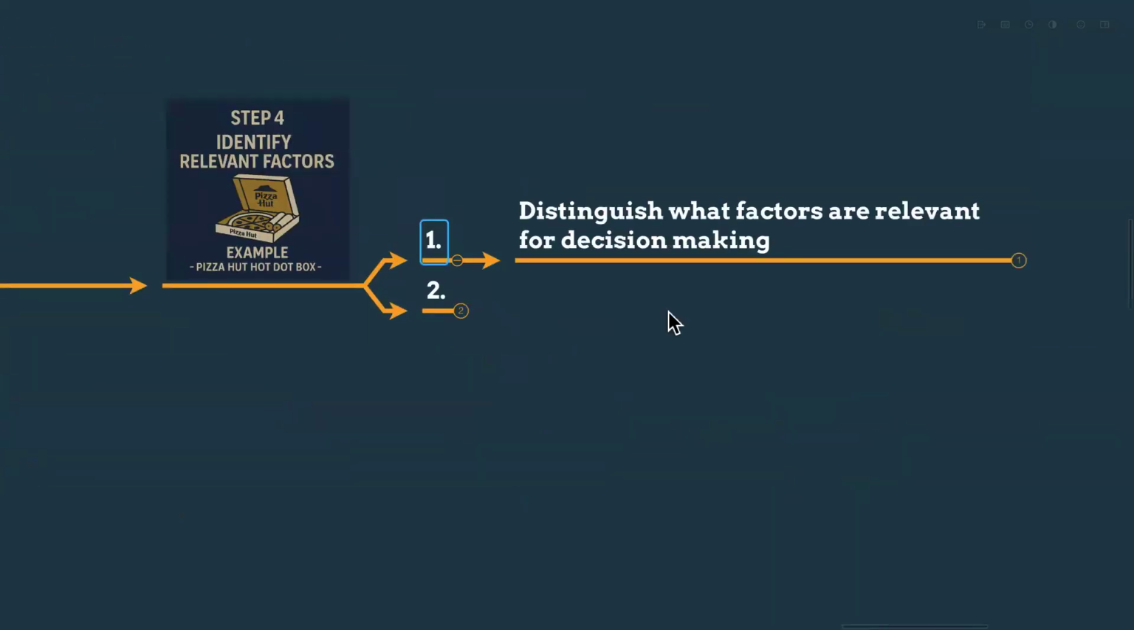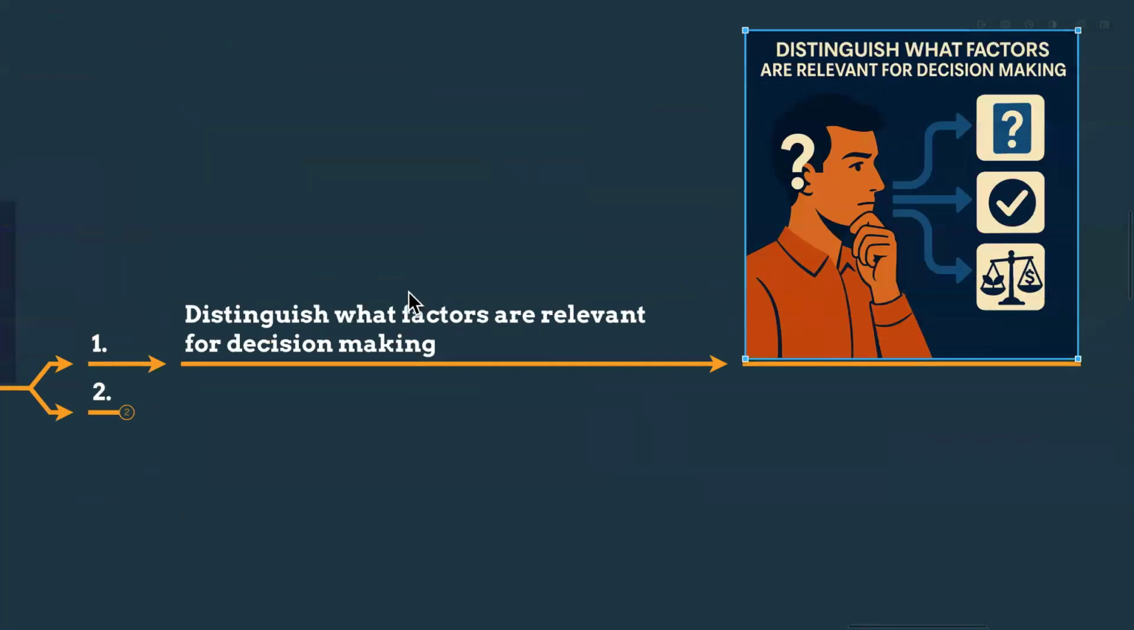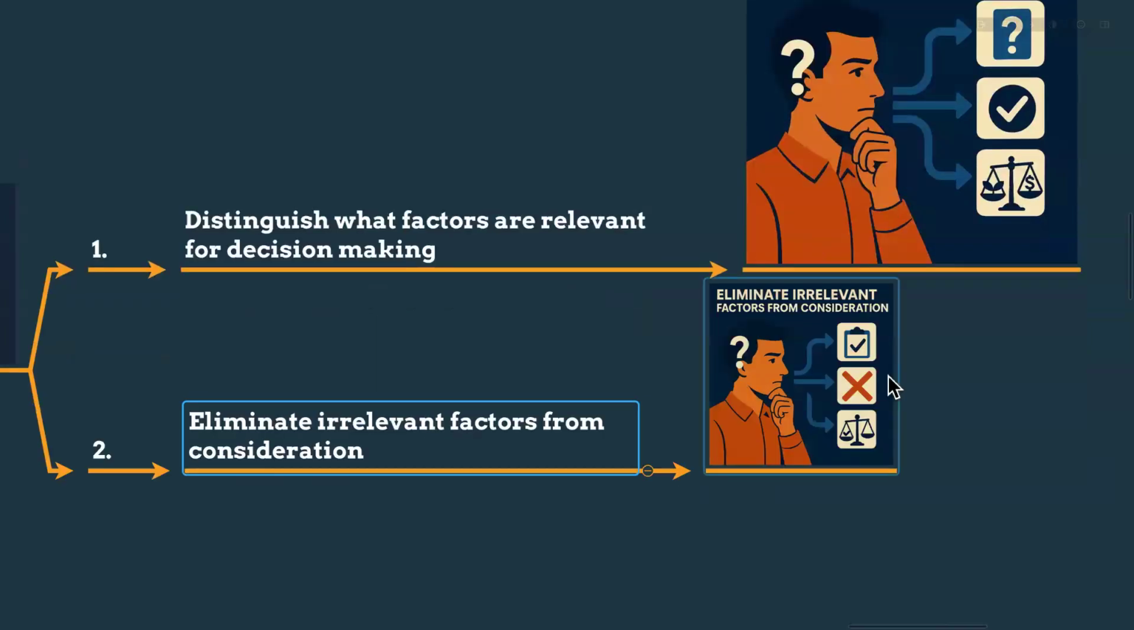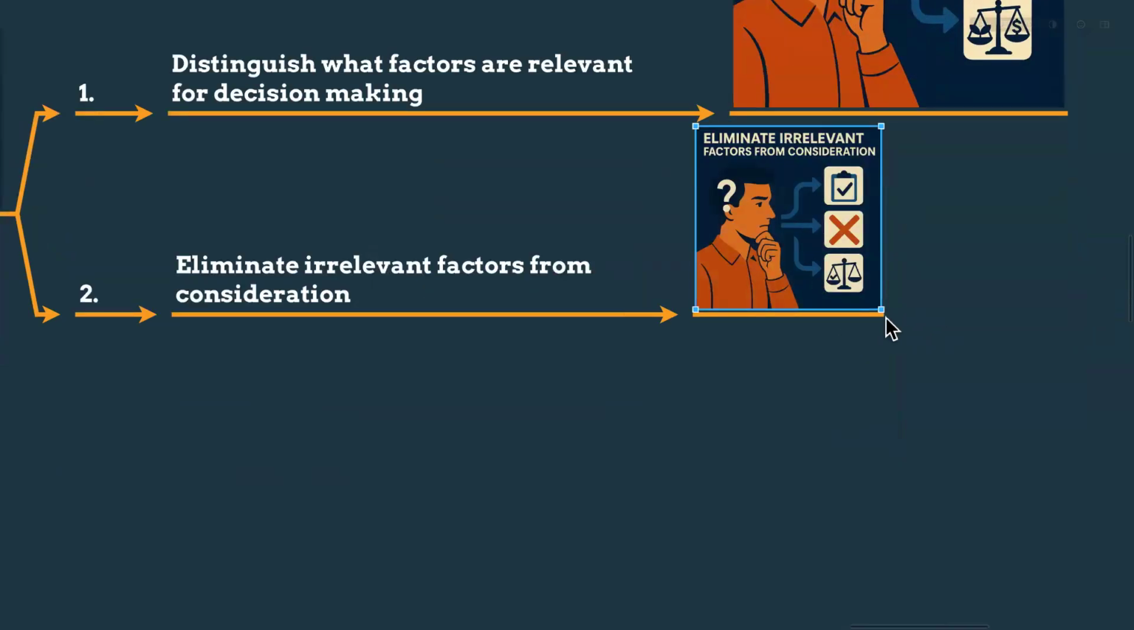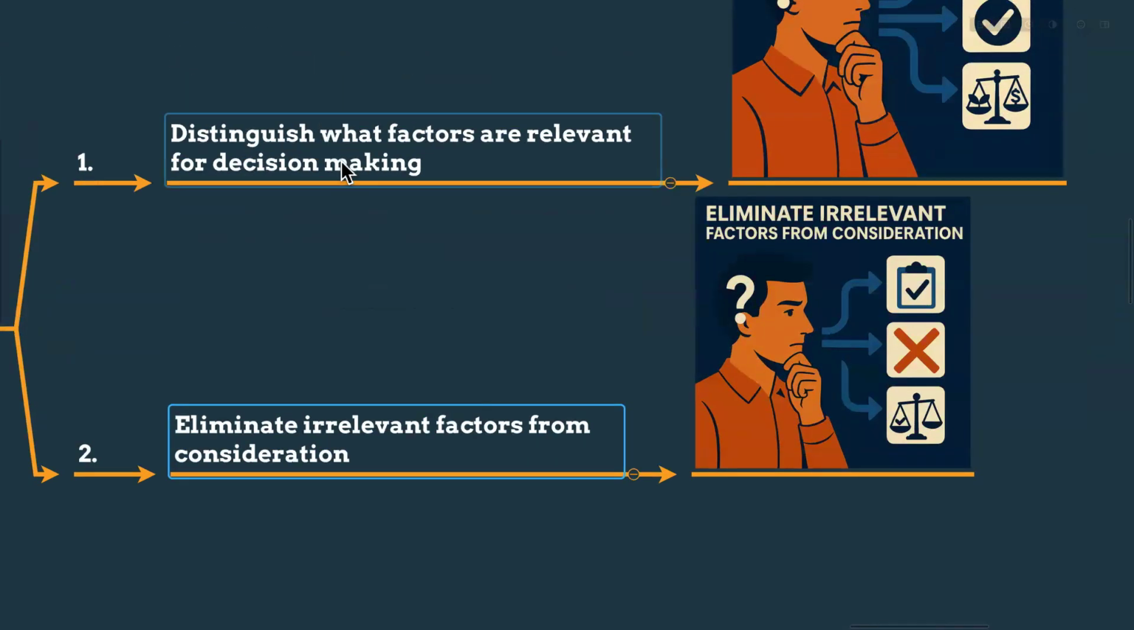So the first is to distinguish what factors are relevant for the decision making and eliminate the irrelevant factors from consideration, right? So identify the relevant factors in the sense that you have to focus only on what really matters for making decisions, right? Because you are thinking about some irrelevant factors also.